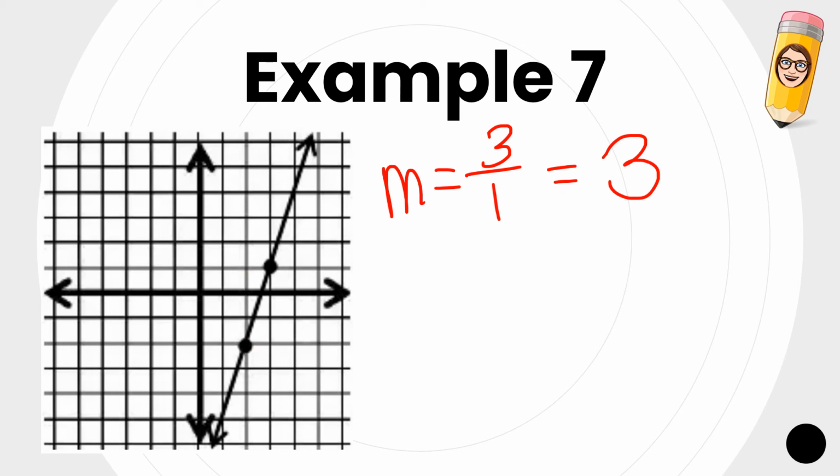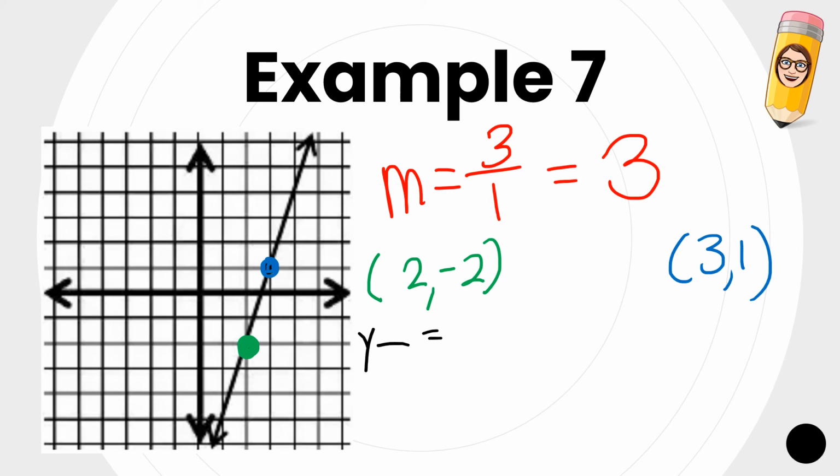I'm going to use 2 equations again. You pick which one. Let's say you want to use the green dot. The green dot exists at 2, negative 2. The blue dot exists at 3, 1. So let's create our two possible equations.